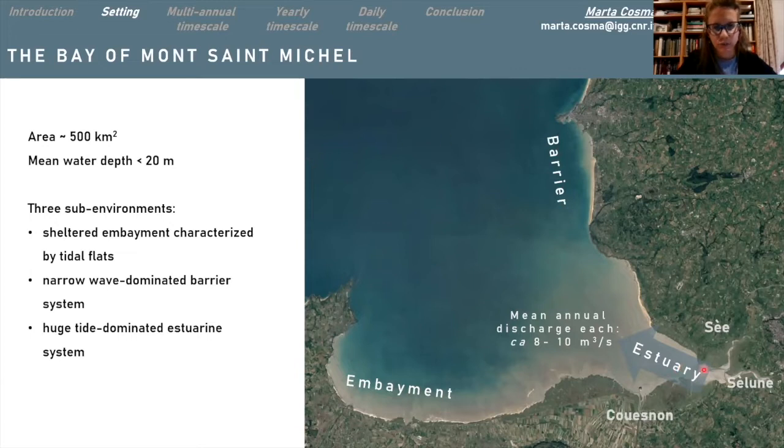Furthermore, there are three rivers that flow within the bay: the Sée, the Sélune, and the Couesnon. Each one of them shows a mean annual discharge of 8 to 10 cubic meters per second, which is actually negligible. Therefore, the estuary domain in here is characterized by tidal dominance.